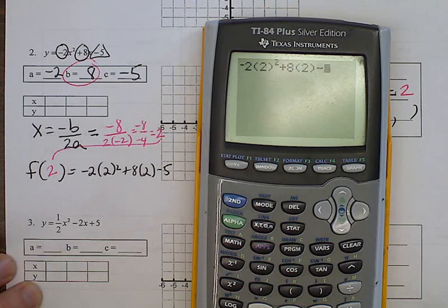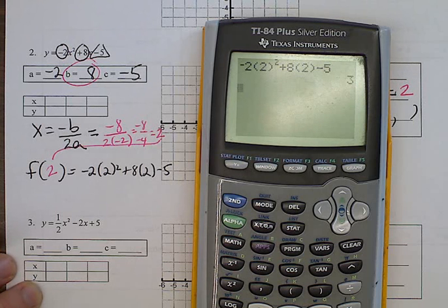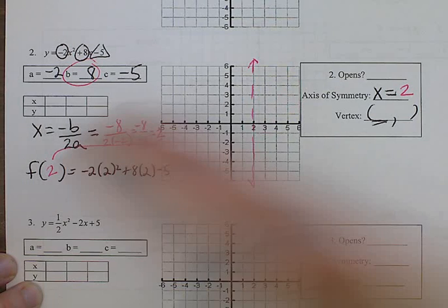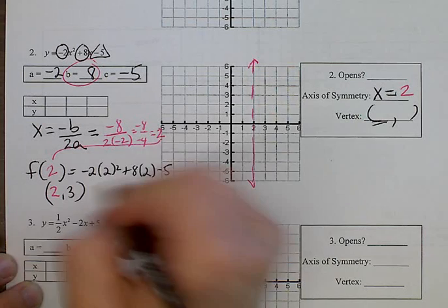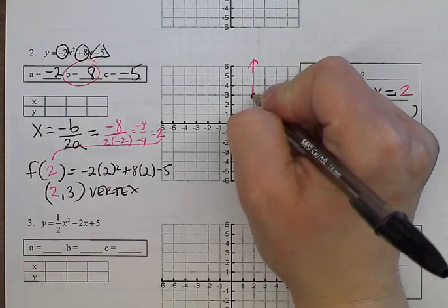The calculator knows to multiply there, it knows to square before it multiplies. And I get that the y coordinate is going to be 3. So when I input 2, I'm going to get an answer of 3. So that 2 comma 3 is going to be the bottom of our butterfly, if you will.